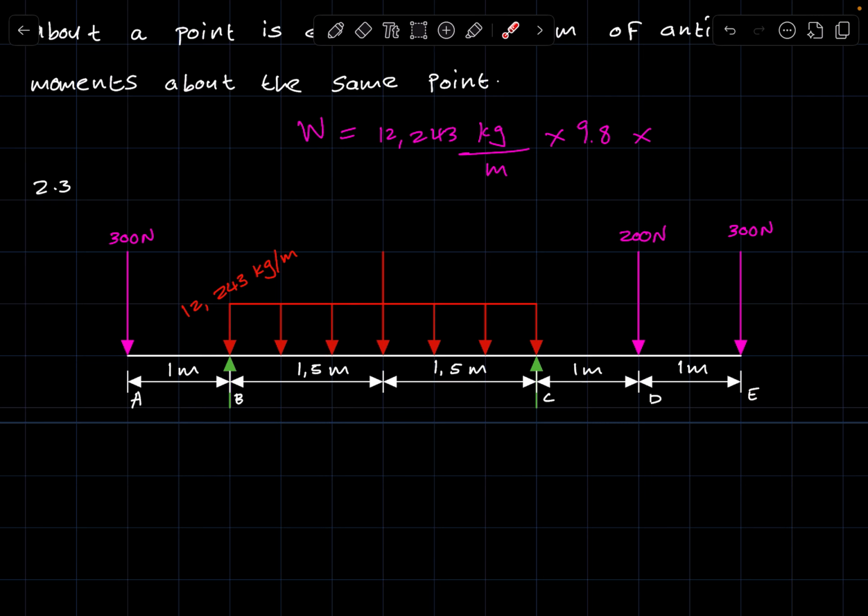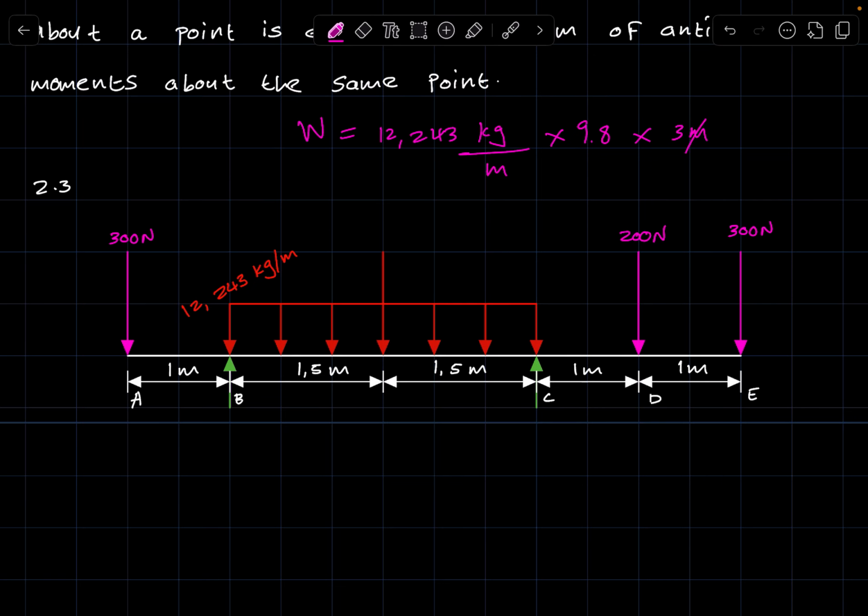Now, as far as the span of the UDL, remember that the entire beam is 6 meters, and we are told that this reaction is 1 meter from the left. This one is 2 meters from the left. So 6 minus 2 minus 1 is essentially 3, meaning that if the UDL is between the two supports, it means it is 3 meters long. Then you multiply this by 3.